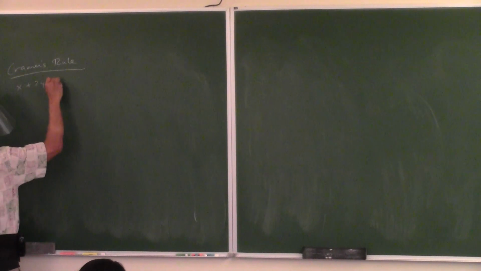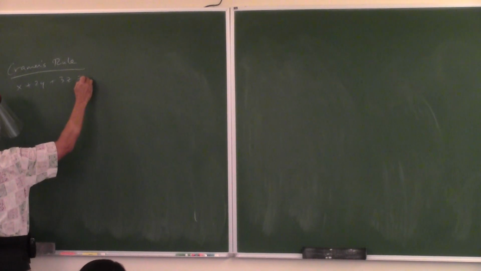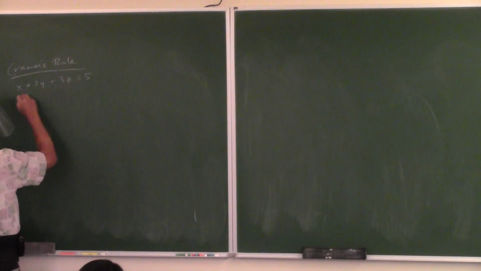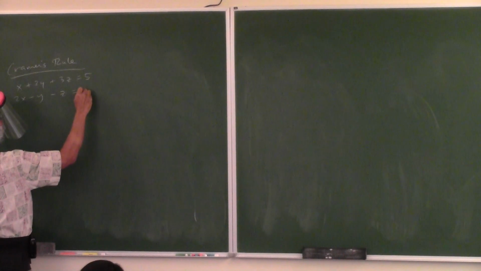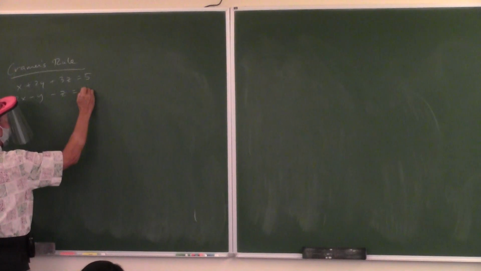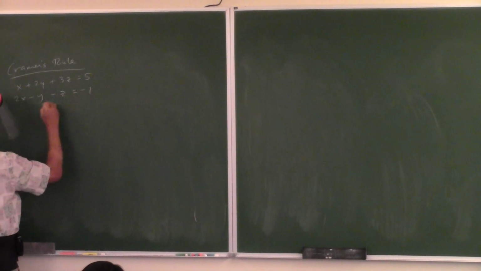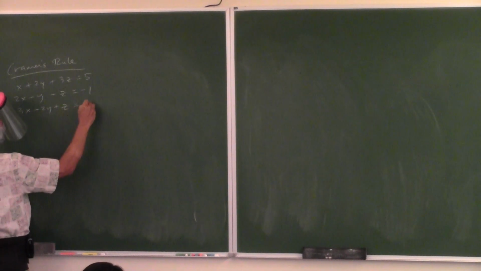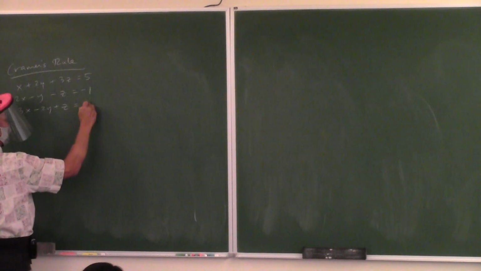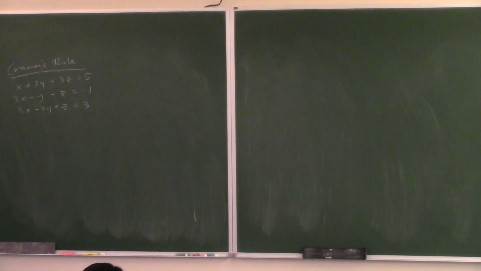Give me 3 equations, 3 variables. x plus 2y plus 3z is equal to, give me a number. 5. 2x minus y minus z equals, give me a number. 3x minus 2y plus z equals, give me a number. 3. Okay, let's see how good you guys are. Does it come out nice or does it come out ugly? When I make my problems, I make them come out nice.